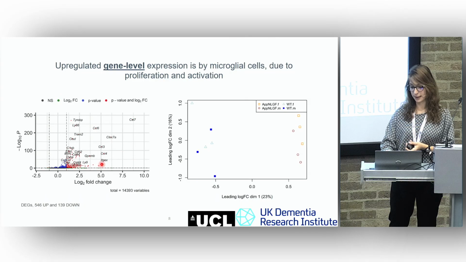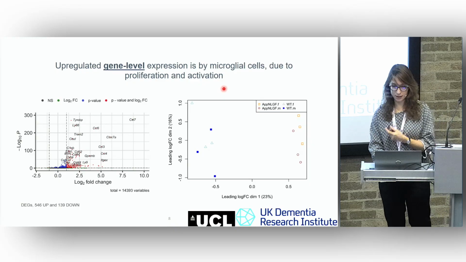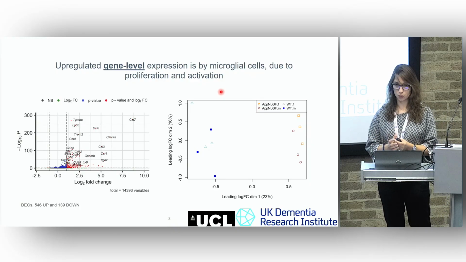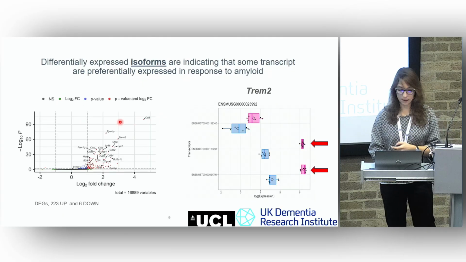This is gene level again. This is a different level of validation. We have similar genes on the gene level, probably due to proliferation and activation. Again, since this is bulk, we cannot control for the proliferated cells or the cell numbers in general. So this is new information.